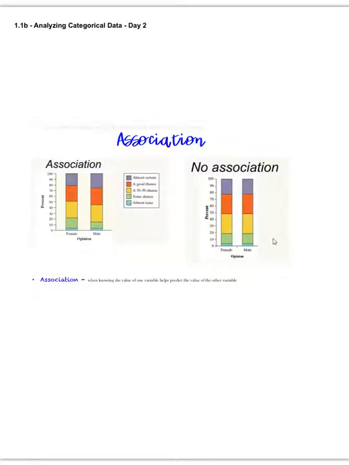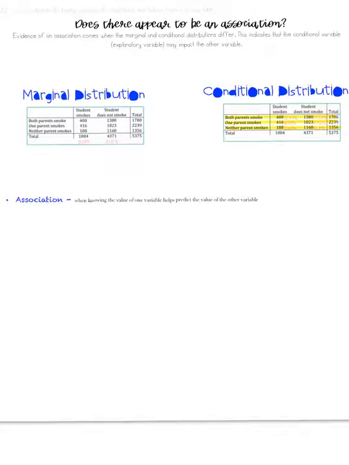Because there is a difference in opinions between the males and females, that indicates there could be an association. There's a couple of ways to think about association. You can compare the conditional distribution to the marginal distribution. If there's a difference between the conditional and the marginal distribution, that could indicate that there's an association. Or like that other graph showed, if you compare based on the two genders, their opinions, and there was a difference, then that would indicate association.